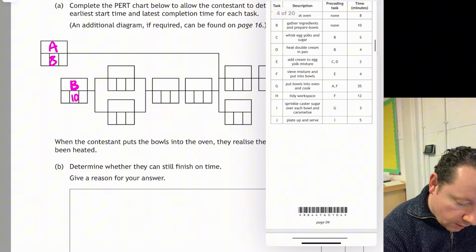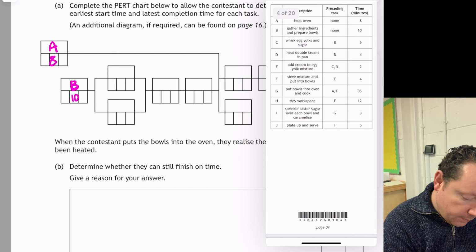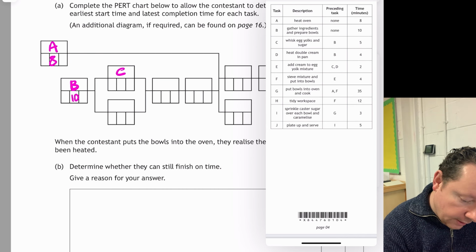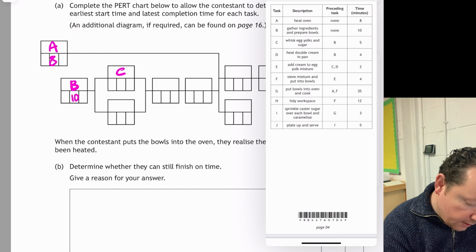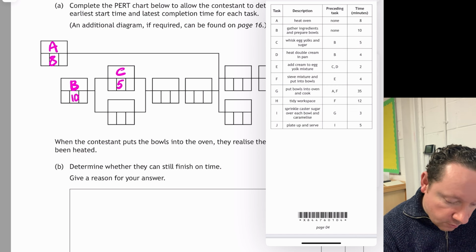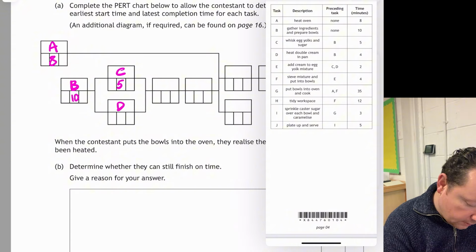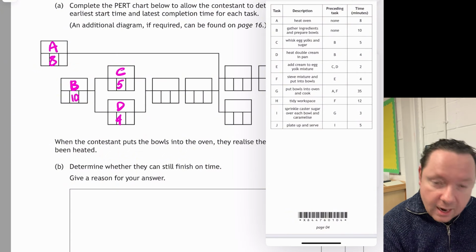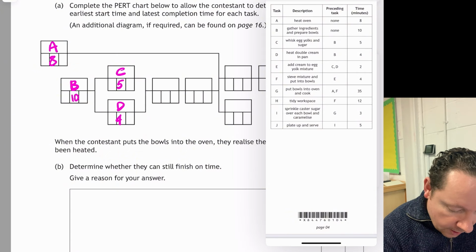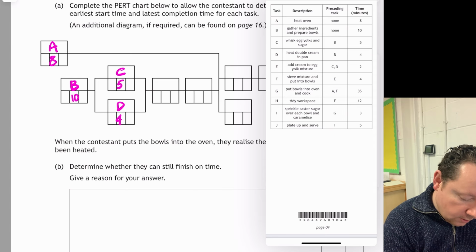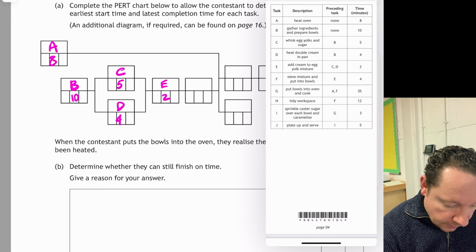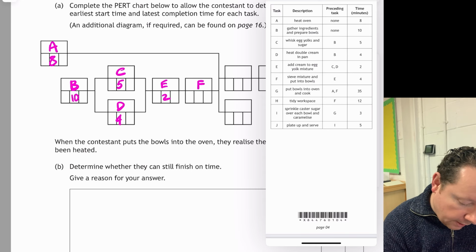Now we need to move down. C comes after B. So maybe C in here, and that takes 5 minutes. Also coming after B is D, and that takes 4 minutes. So they're happening simultaneously. After C and D, it says, is E, which takes 2 minutes. So there's E and 2. After E, it says F, and F takes 4 minutes.